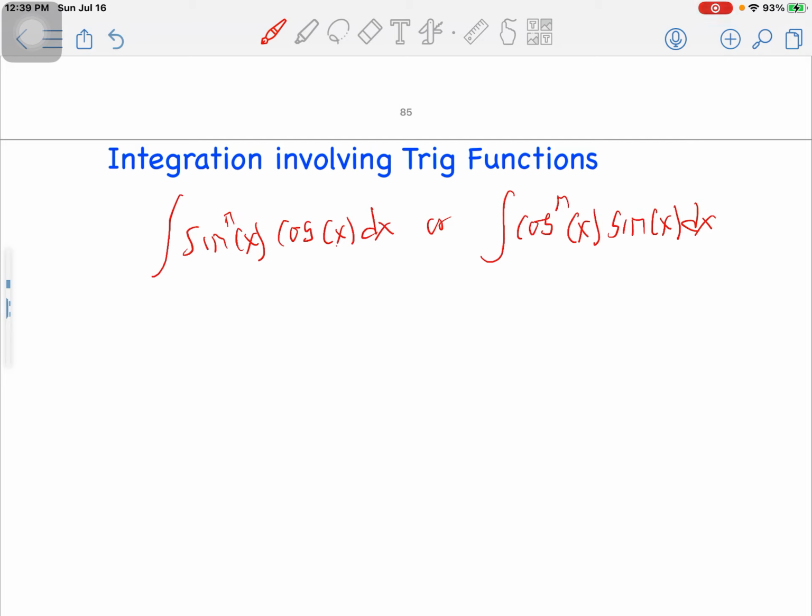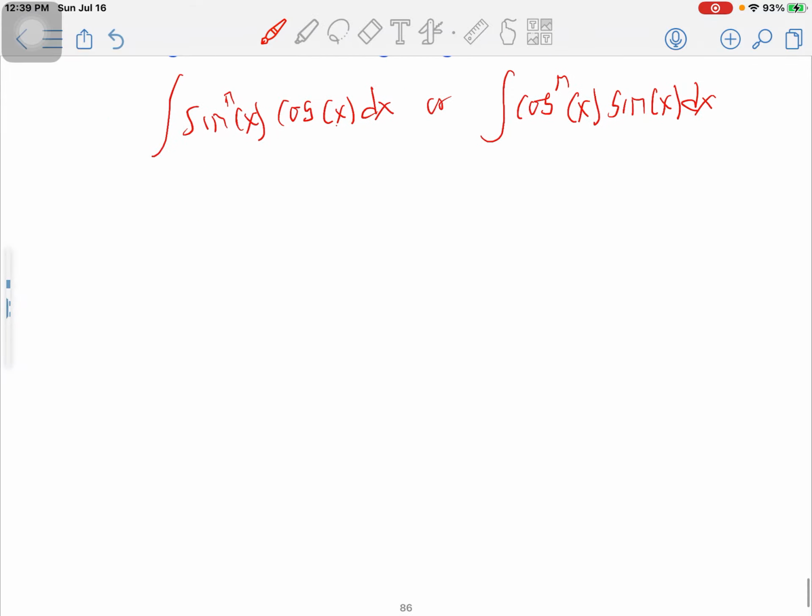So after rewriting these integrals, you'll be able to evaluate them using your u substitution. You know, the u substitution that we learned earlier on is also useful here. And before describing the general process in detail, please let's take a look at some examples so that we'll be able to understand it clearly.